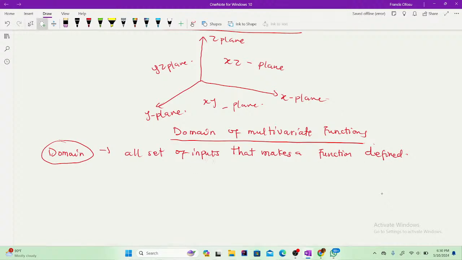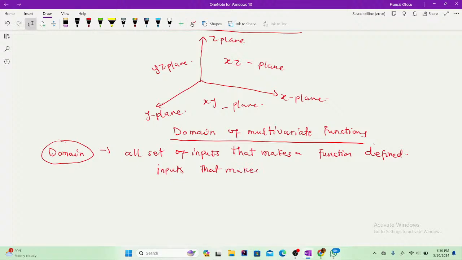Remember that a function receives an input. When the function takes in the input, it processes it and brings out an output. But to get the domain of a function, we want the set of inputs that will make the function defined, or that will make our function valid. So what you do when you are finding the domain of any function is that we look out for inputs that make the function undefined.